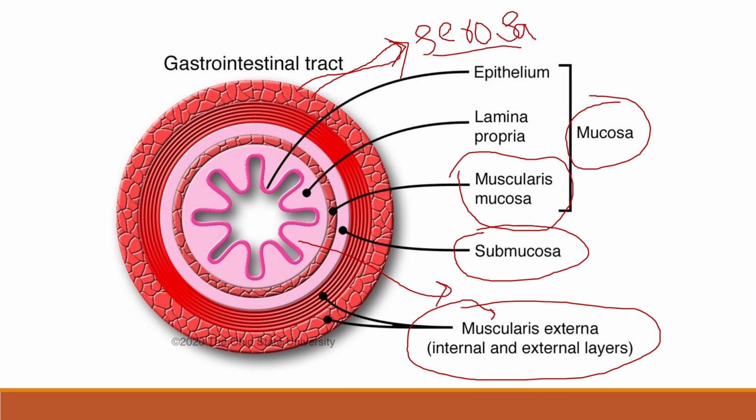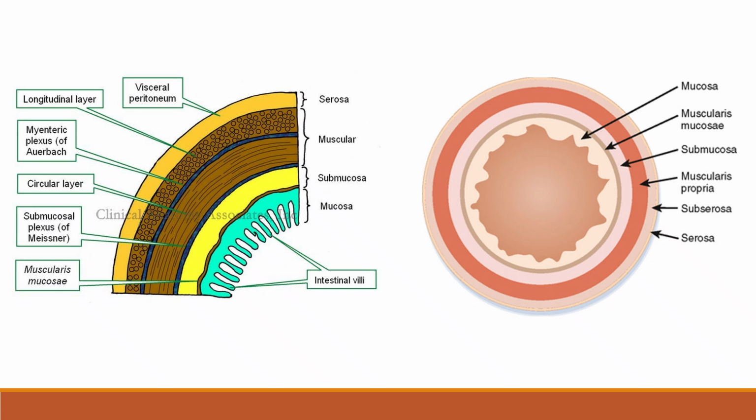Serosa is the outermost layer, the second is the muscularis layer, the third is the submucosa, and the fourth is the mucosa. The mucosa again has sublayers: the epithelium inside, the lamina propria, and the muscularis mucosa. In this diagram again you can see clearly. The outer layer is the serosa, the second is the muscular layer, the third is the submucosa, and the innermost layer is the mucosa.